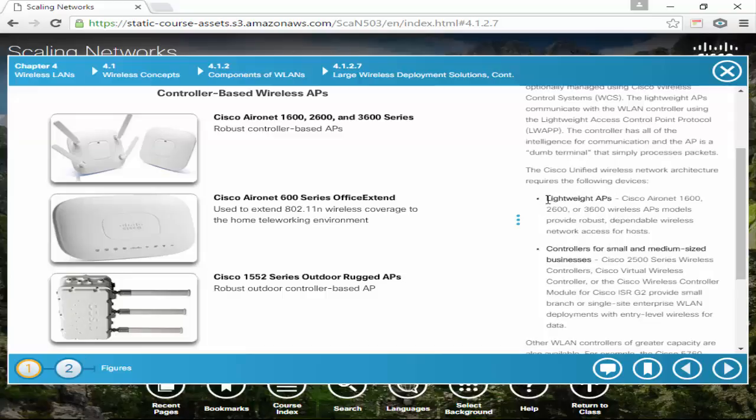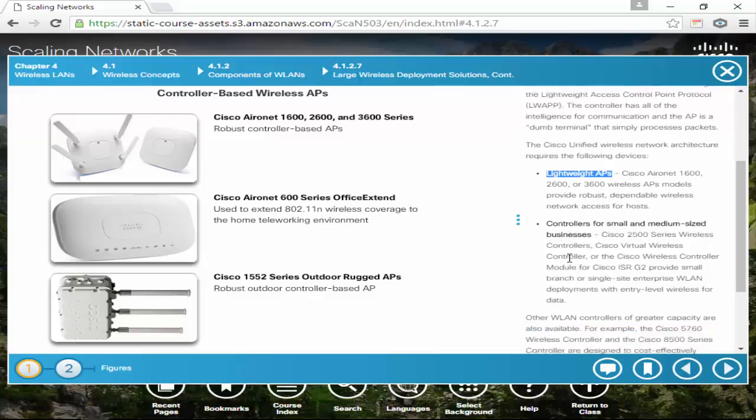So lightweight, anything that is controller based is called a lightweight access point. Why? Because if you were to steal this thing, it needs a controller to get its image, and so it is a worthless piece of junk if it doesn't have a controller, right? There's no IOS on it. It basically just has Flash, and so you can't use it without a controller.